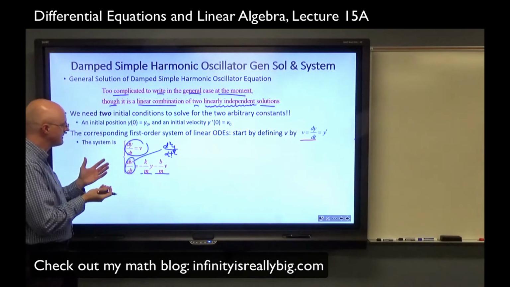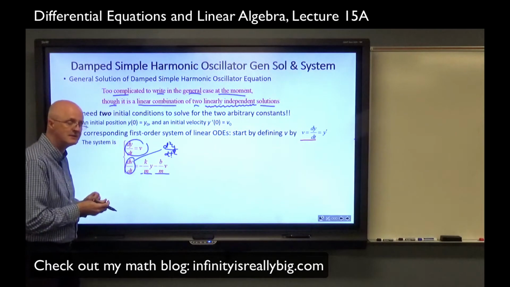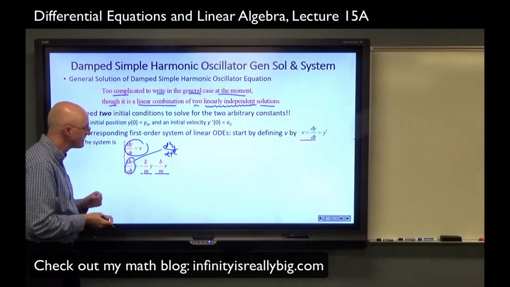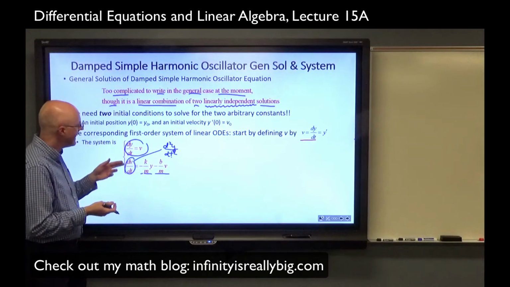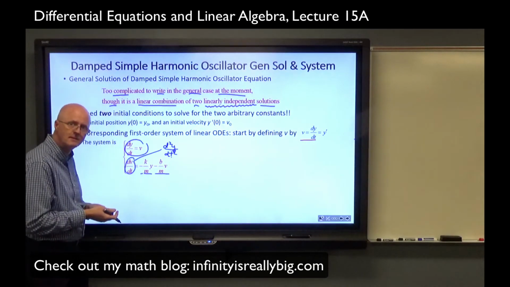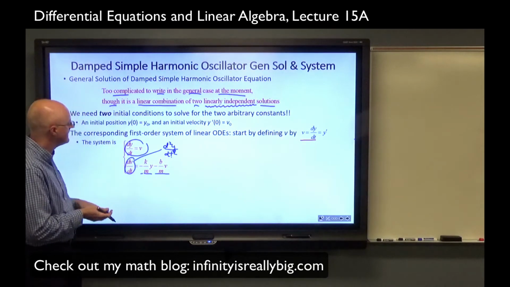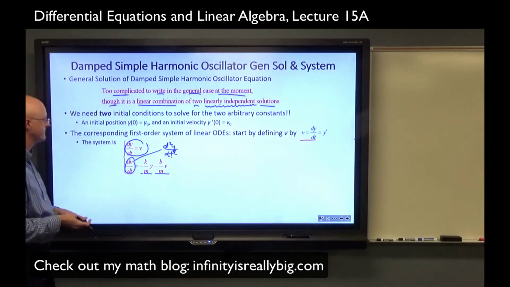This is a system of first order scalar equations. We're about to write it in vector form. It's coupled. The values of v affect the values of y and vice versa. You see v's and y's intermixed in this system.